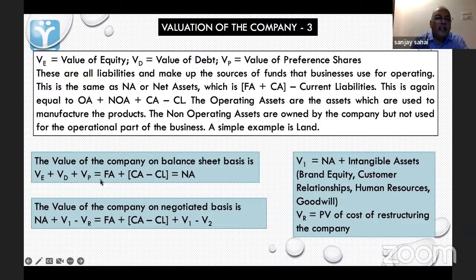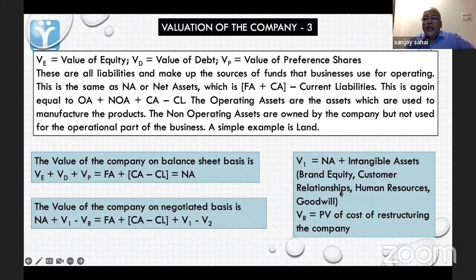So I have created my fixed asset. These are the long-term assets of the company. I have used my long-term funds to create this. And I have also created certain current assets. I reduce the current liabilities. I get the full assets of the company, and that's it.